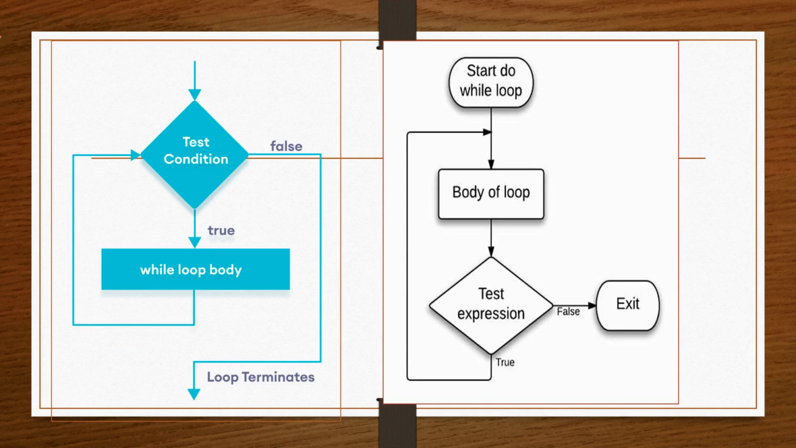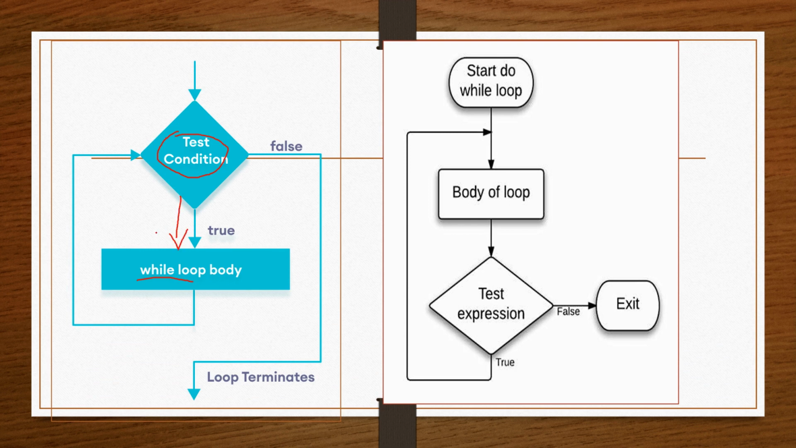The next loop is the while loop. What is the next loop? The while loop. So what is the syntax of the while loop? First it will check the condition. It will check the test condition. If the test condition is true, then it will enter into the loop.